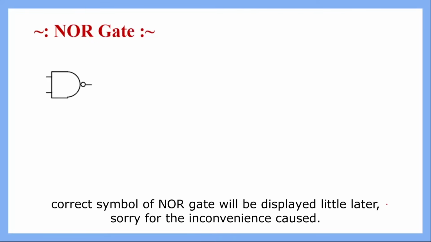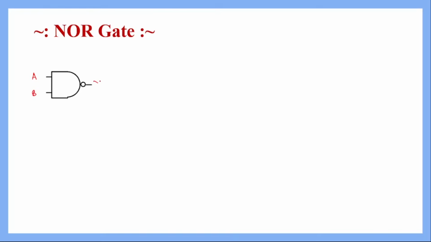Now next we will see the operation of NOR gate, and again this is the symbol of a 2 input NOR gate, where A, B are inputs and Y is the output. This is the logical expression of 2 input NOR gates, where Y is A or B and then complement of that. So first we will perform OR operation, and that will be followed by NOT operation.